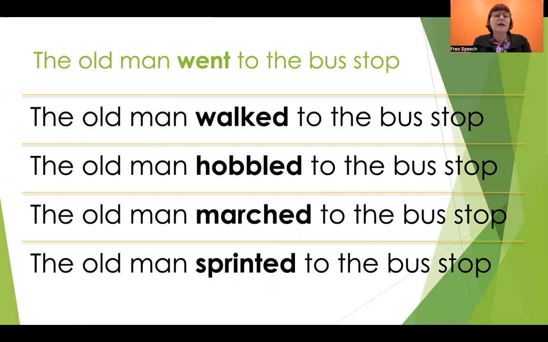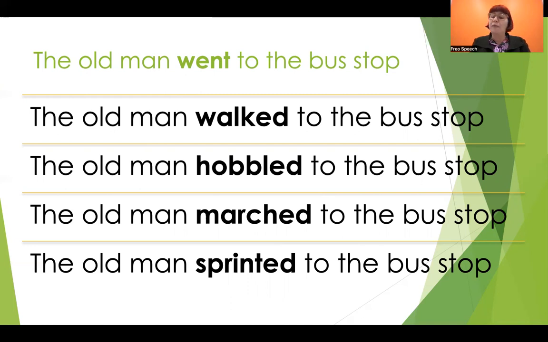So if you write, the old man went to the bus stop, the verb there is went. It's a dynamic verb, but it gives no indication of how or why. If you said walked, it's a slight improvement. But if you wrote hobbled or marched or sprinted, it gives off very different connotations. I talk about them being juicy verbs. You've got lots and lots of different layers and complexities of those verbs.